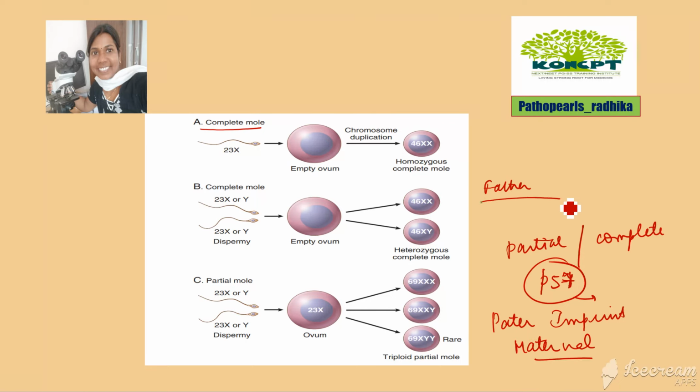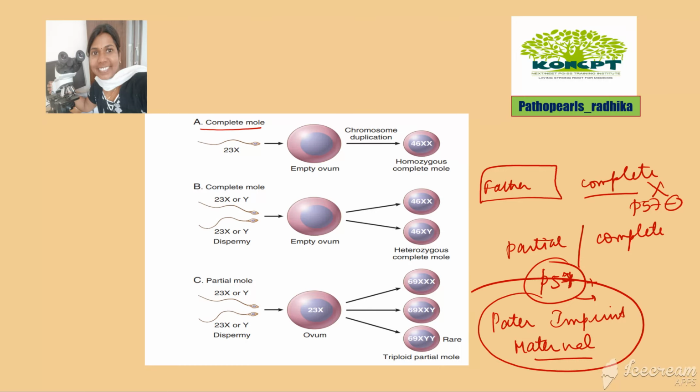Okay. So when you say a complete mole, do you have any maternal material? No. So P57 is negative in case of a complete mole because the genetic material is from the father. Whereas in a partial mole, P57 is positive. So remember, it's paternally imprinted and maternally expressed. So what happens in complete mole? There is no maternal gene. It's all derived from the father. So P57 is negative in a complete mole.